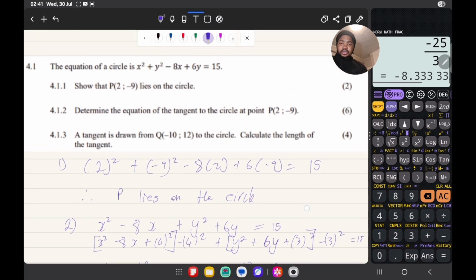They were like, determine the equation of the tangent. Oh yeah, so this is all your 6 marks. This is always 6 marks.